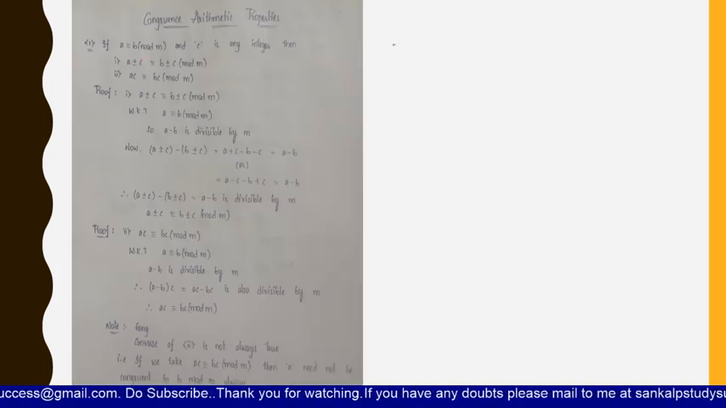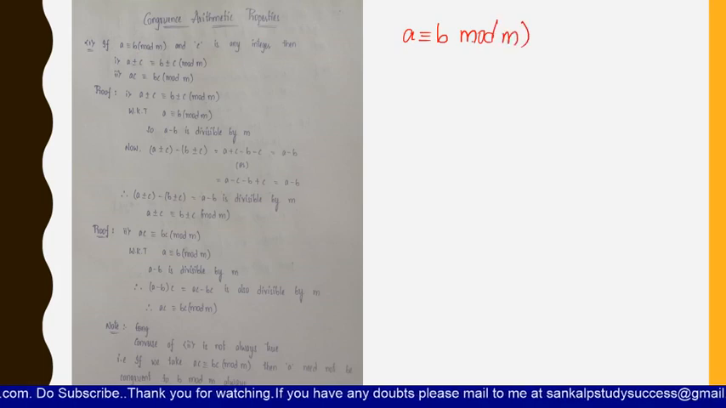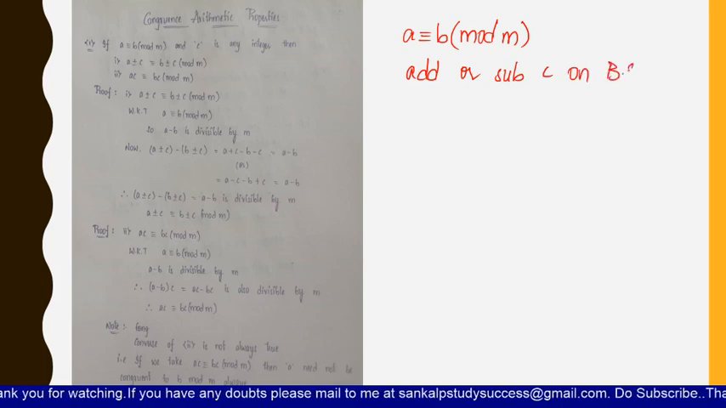If A is congruent to B mod M, here this is the given data. A is congruent to B mod M. So if A is congruent to B mod M, then if you add or subtract C on both sides, then you will get the first property, A plus or minus C is congruent to B plus or minus C mod M. So let us prove here.